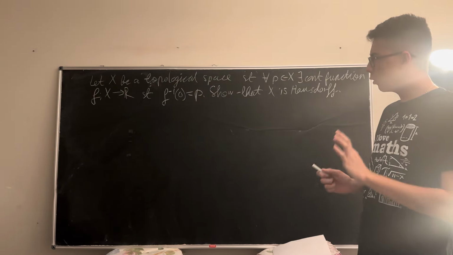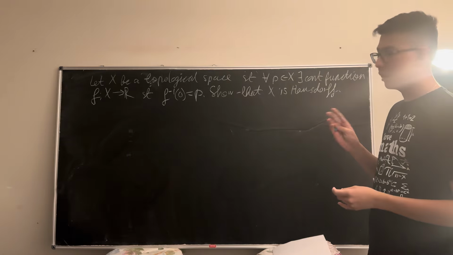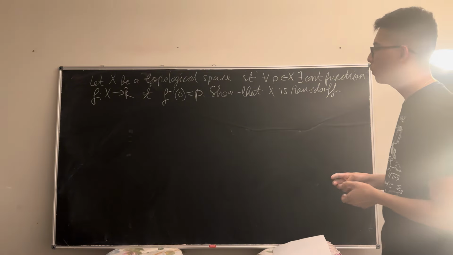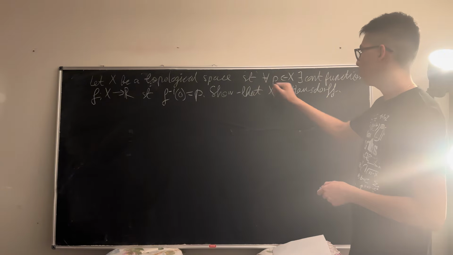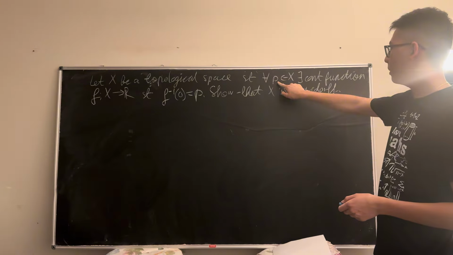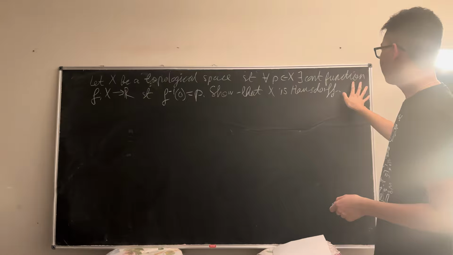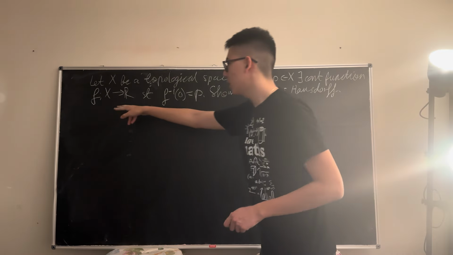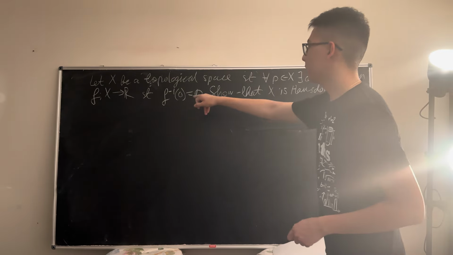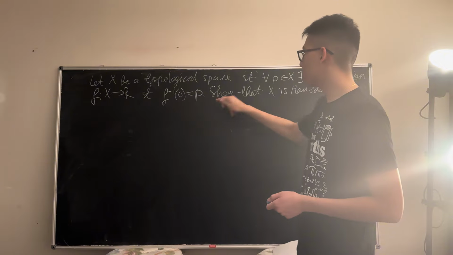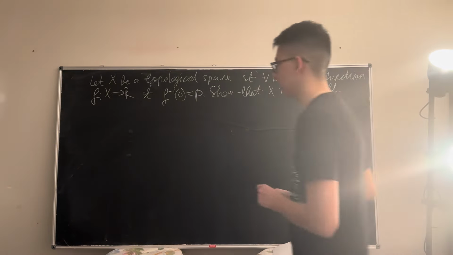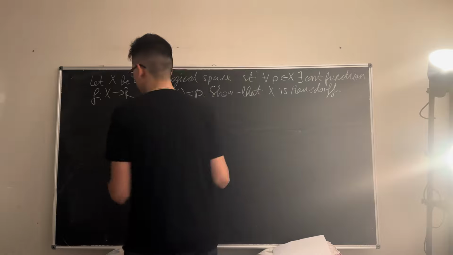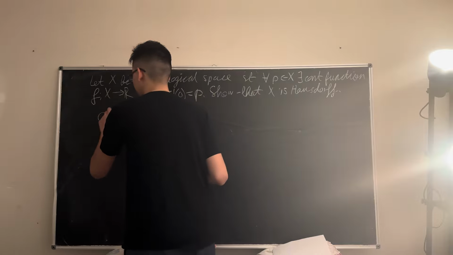Now I wanted to do a more interesting example of proving that something is a Hausdorff space. And here we have this example. Let X be a topological space such that for every P in X, there exists a continuous function f from X to R such that the inverse image of 0 is {P}. And we want to show that X is a Hausdorff space. So first I wanted to review the definition of a continuous function.